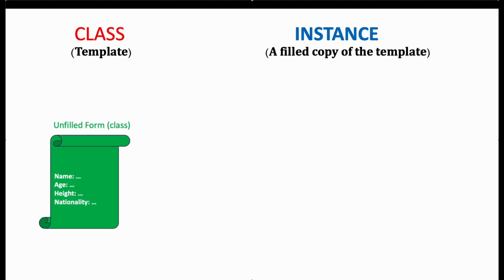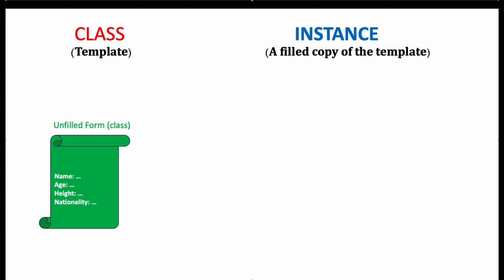So this is a template. Template is like an unfilled form. You know what form, like a PDF form where you have some fields that you need to fill yourself. So this you can call class. So the unfilled form is a class where you have here, for example, name, age, height, and nationality, but there are no values. Okay, and in Python, we call these attributes of class. But because we don't have values, we still call that class.